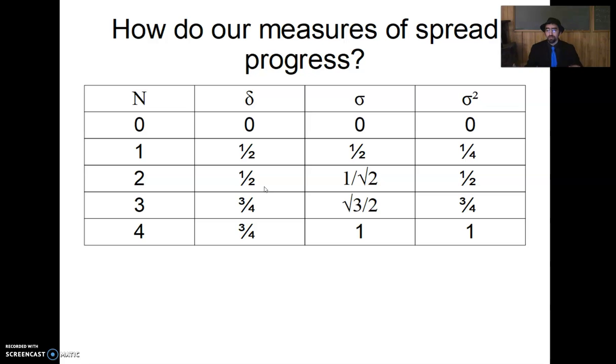Our numbers are getting more spread out. It's not showing up here. Then it does increase again to go from 2 to 3, then not from 3 to 4. So what's happening here?